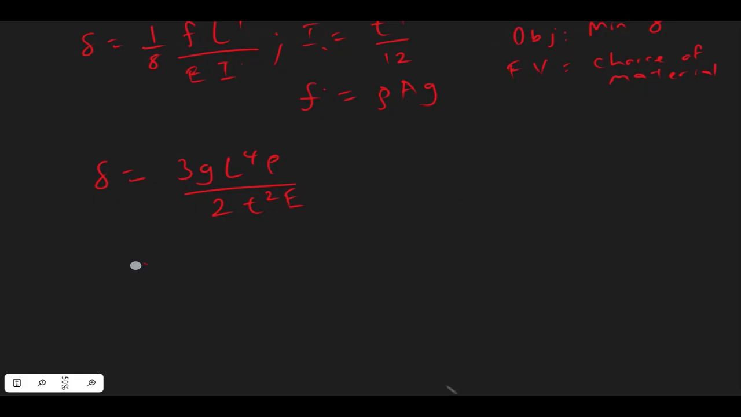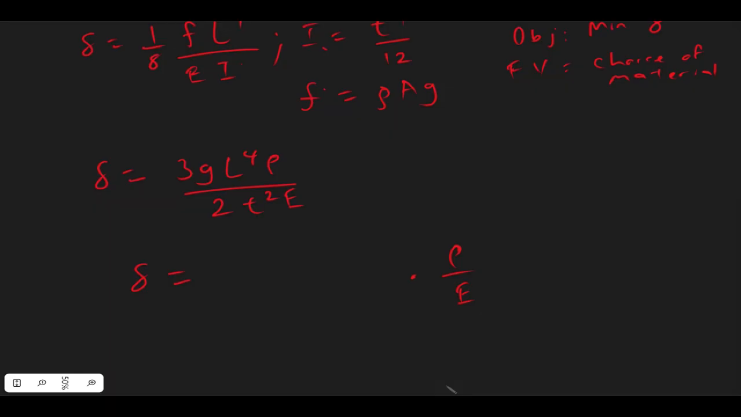If you want to break it down, you now write deflection is equal to... which of these is a material property if you're looking at it critically? Acceleration due to gravity is not a material property, length is not, density is a material property, thickness is not, but Young's modulus E is a material property. So you now bring down the material property as density divided by Young's modulus E.